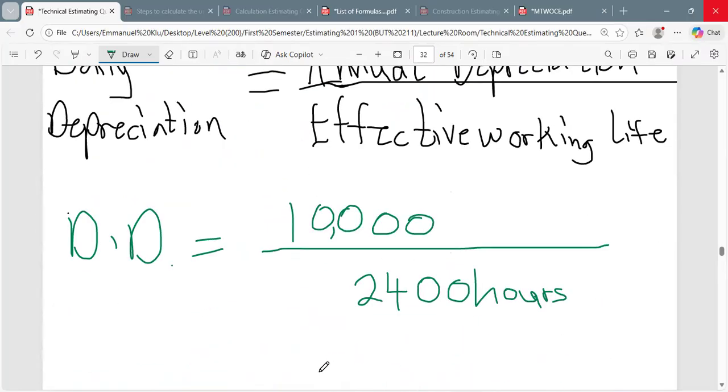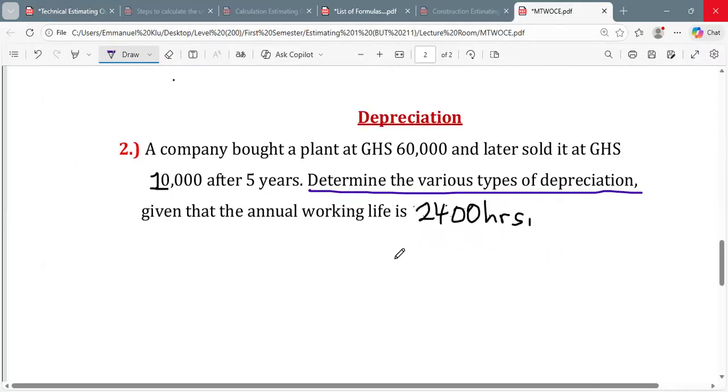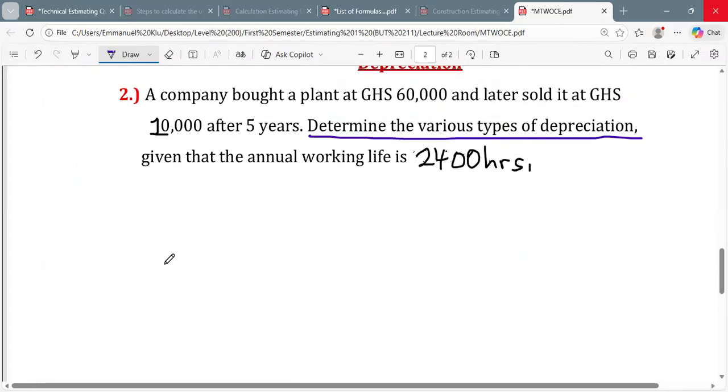But since we want the answer in days, because we are dealing with daily depreciation, we have to convert the effective working life to days. So how many hours make one day? Look at that calculation over here. So that calculation implies what?